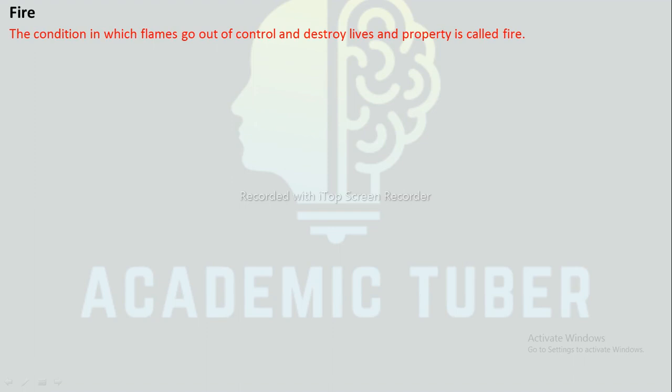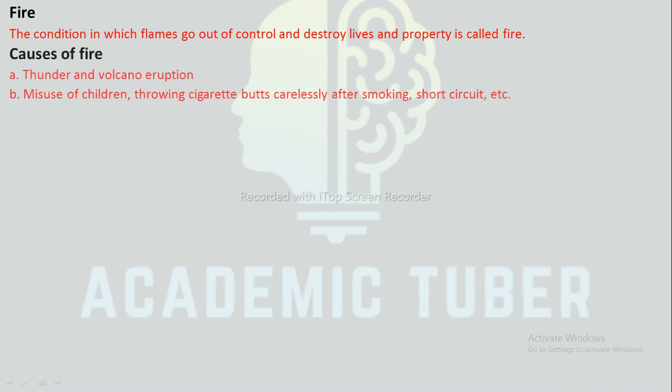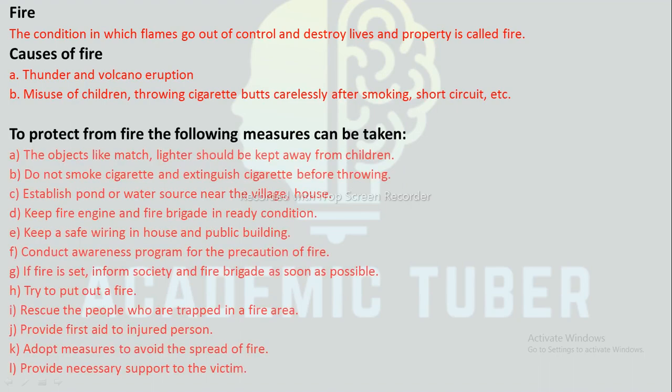It can also destroy the crops and forests. The forest fire burns seed and saplings of plants and causes deforestation. It also kills the nestling of birds and babies of wild animals. Some of the causes of fire are as follows: thunder and volcanic eruption, misuse of children, throwing cigarette butts carelessly after smoking, short circuit, etc.